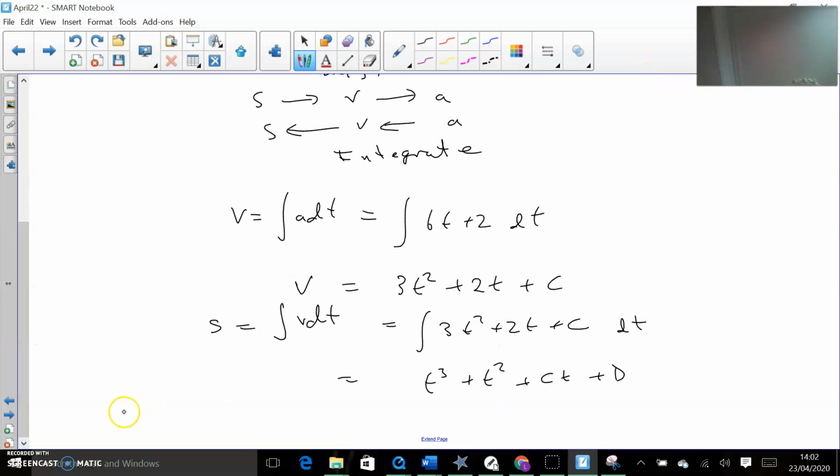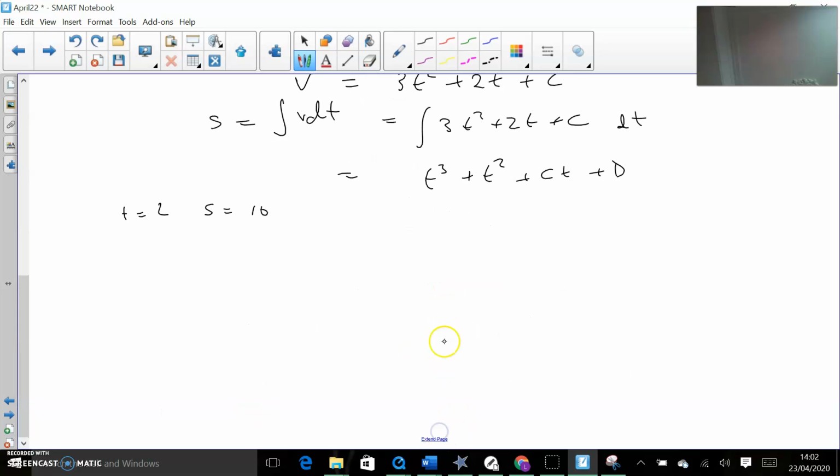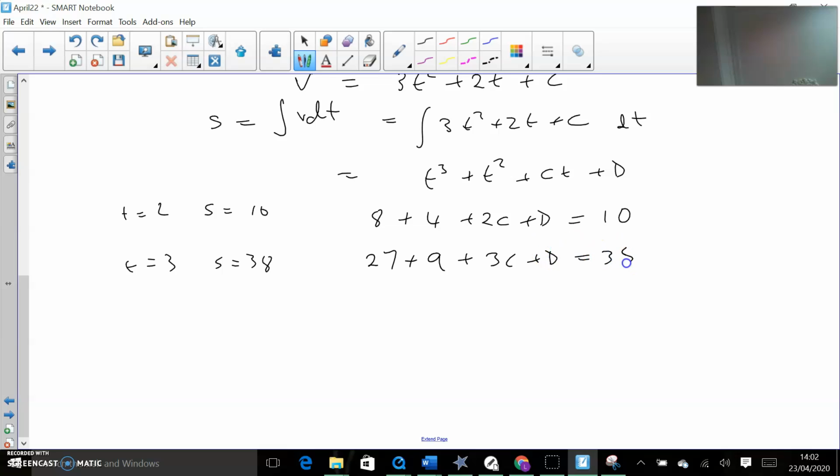So t equals 2, s equals 10 will give us 2 cubed 8 plus 2 squared 4 plus 2c plus d, and that is equal to the s, which is 10, and t equals 3, s equals 38. So we have 3 cubed 27 plus 3 squared 9 plus 3c plus d equals 38. So simplifying that, we've got 12 plus 2c plus d is 10.